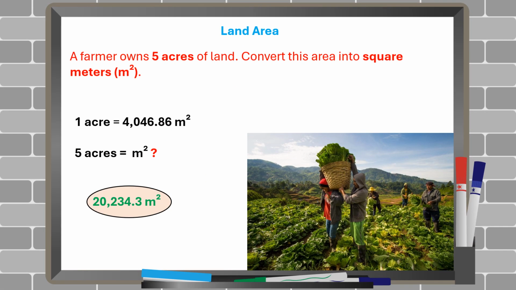A farmer owns 5 acres of land. But have you ever wondered how big that is in square meters? Let's find out. First, we need to know that 1 acre is equal to 4,046.86 square meters. So, to convert 5 acres, we multiply to get the answer.